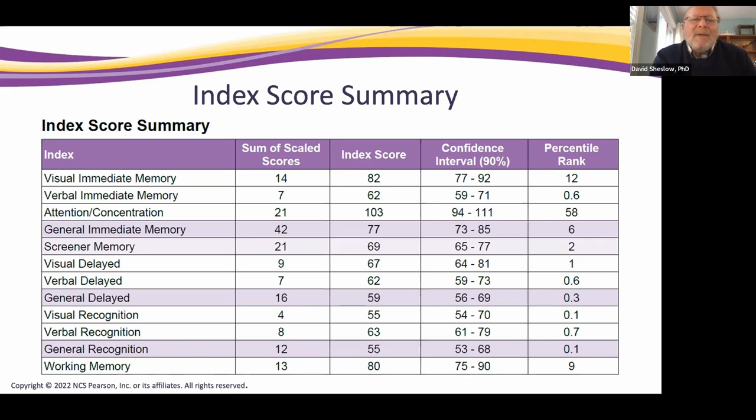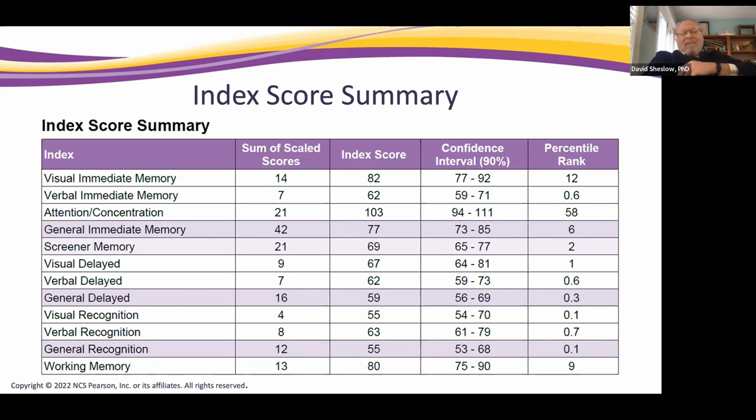So as I'm looking down the index score summary, I look first at the general immediate memory. As Wayne mentioned, it's among the most reliable of scores. And I see the general immediate memory index is functioning in kind of the low range. But when I look at the visual, verbal, and attention concentration indexes, I'm seeing a marked discrepancy between scores that compose the general immediate memory index. And here, in answer to the question before, I don't think I would employ the general memory index as an overall measure of immediate memory ability.